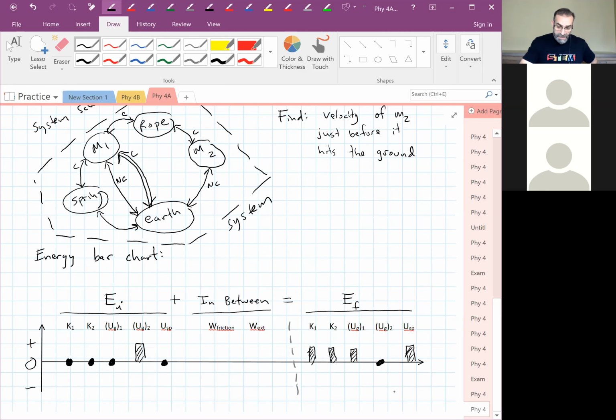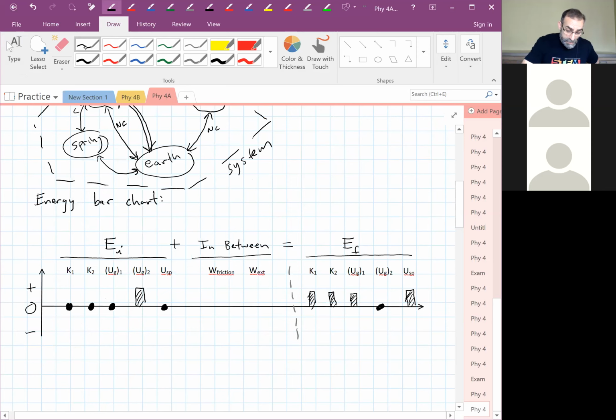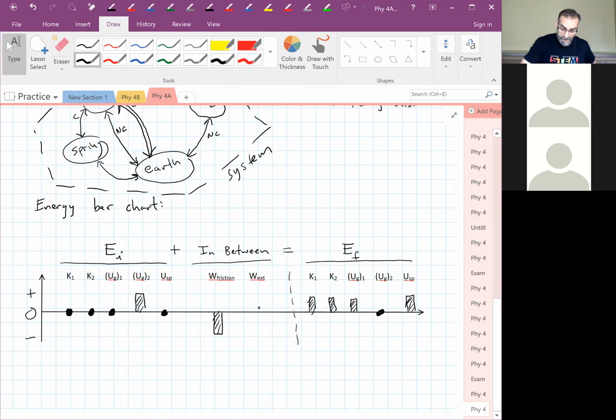Friction. Is there friction? Yes, there is. We have one friction force acting on block 1. Friction force will do negative work. And do we have any external forces? No, nothing reaching in, nothing crossing that boundary. No external forces, so there's no work done by external forces. So now we need to come up with our equation. This is just a tool. The energy bar chart is just a tool to help us get the equation right.